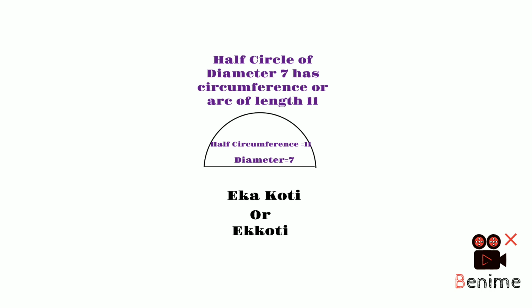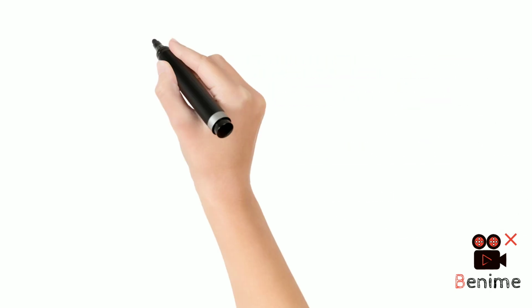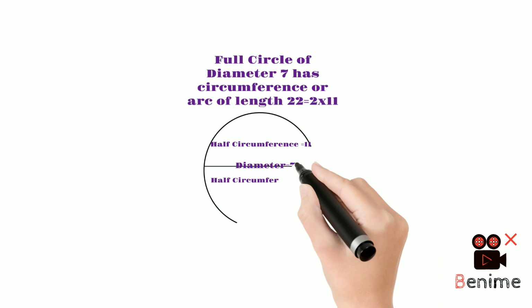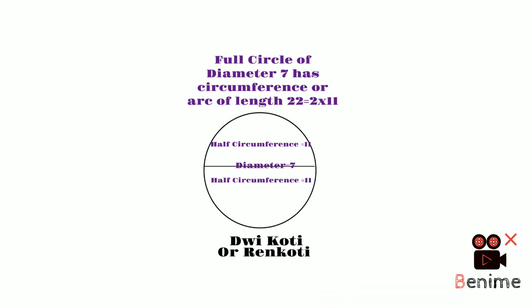If you take a circle of circumference 22 and divide it into half, the semicircle will have a length of 11 and the diameter will be 7. So that is koti. We call the number 11 koti. Then if you have two kotis, or two number 11s, or 22, you will get a full circle. Or you can call it dvikoti or whatever.